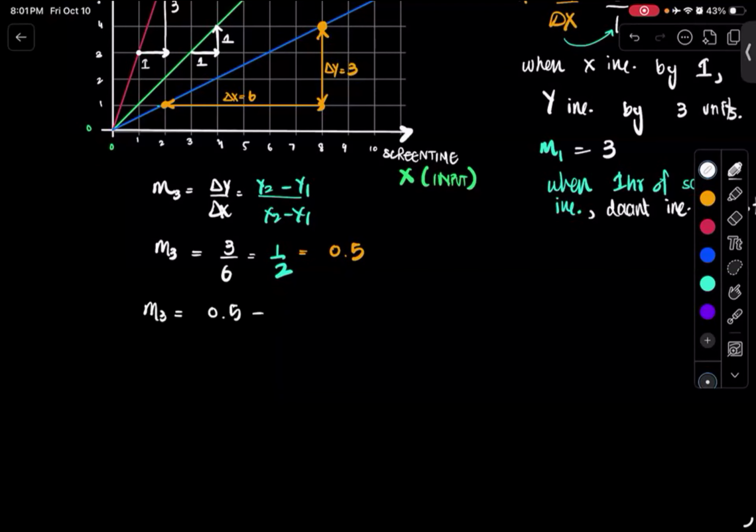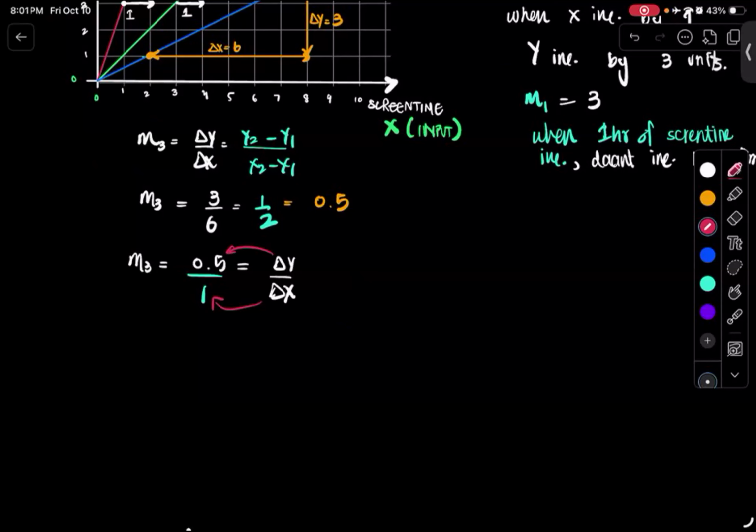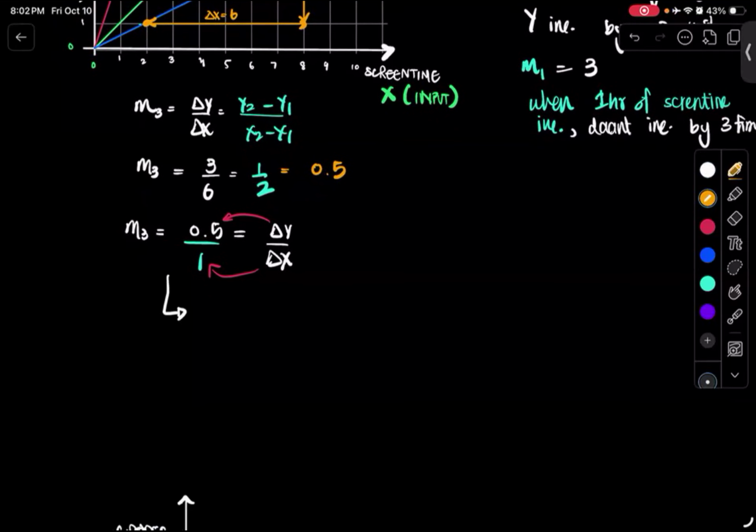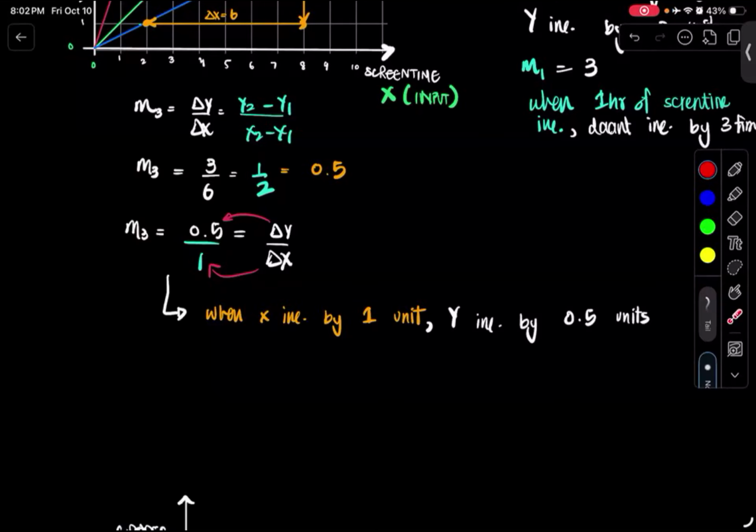So if m is 0.5, then 0.5 equals change in y over change in x, right? Can I write 0.5 as 1 divided by 1? The change in x is 1, and the change in y is 0.5. So how do we interpret this? That basically means that for this kid, who has pretty lenient parents, when x increases by 1 unit, my y increases by 0.5.